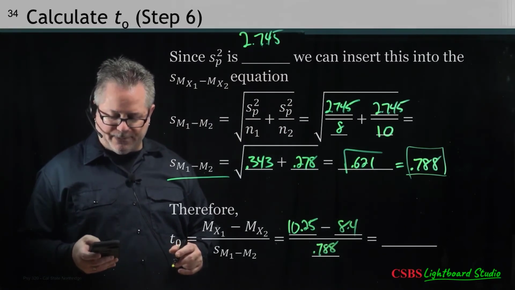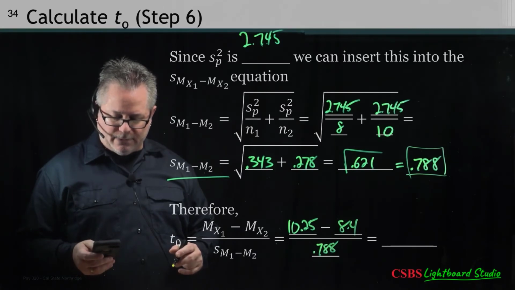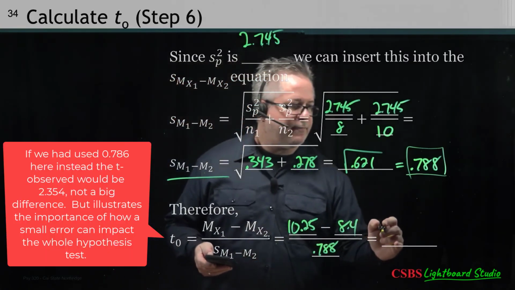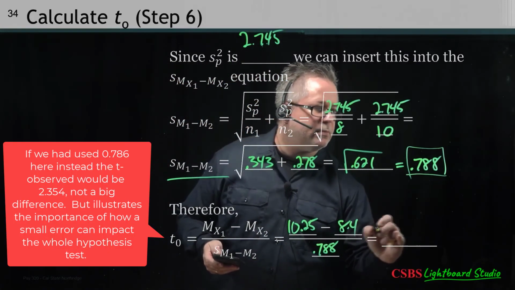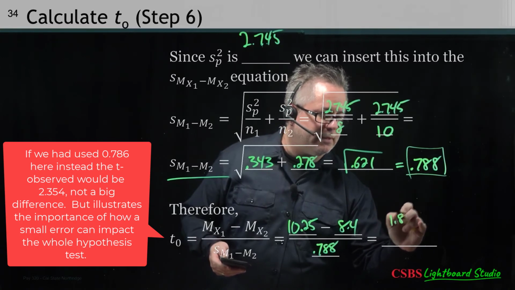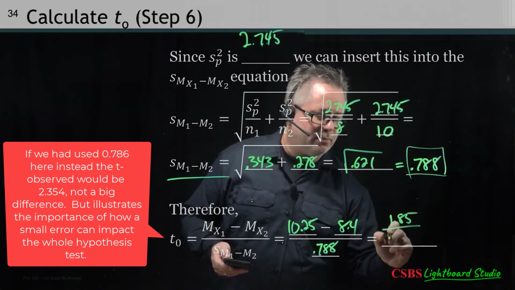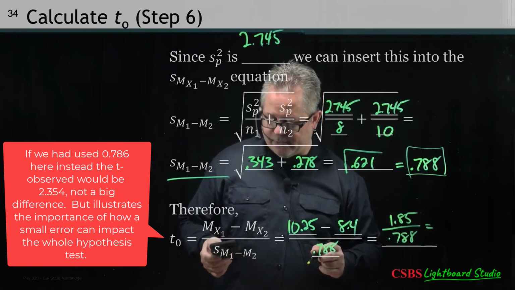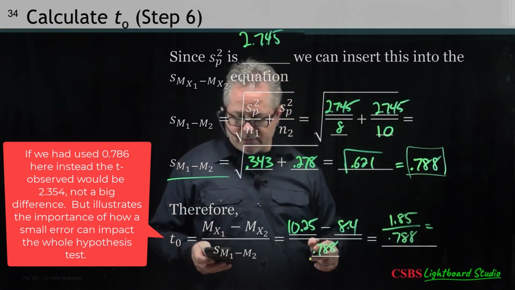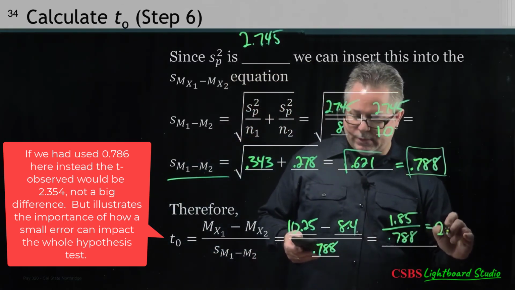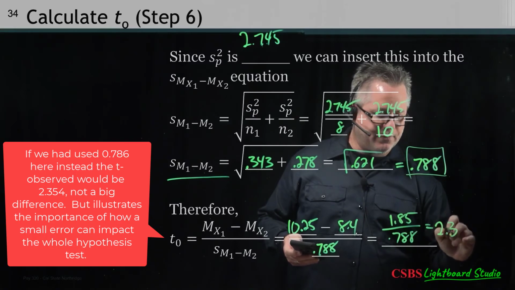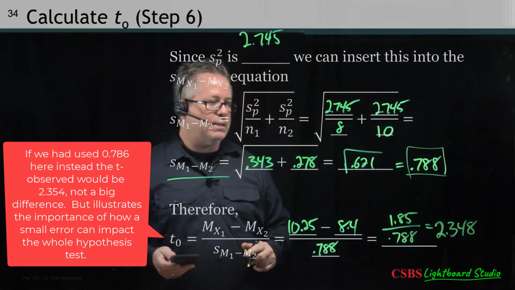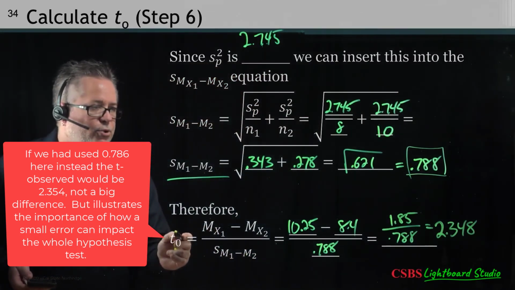10.25 minus 8.4 equals 1.85. So this equals 1.85 over 0.788. So 1.85 divided by 0.788 equals 2.348. 2.348 is now my T observed.